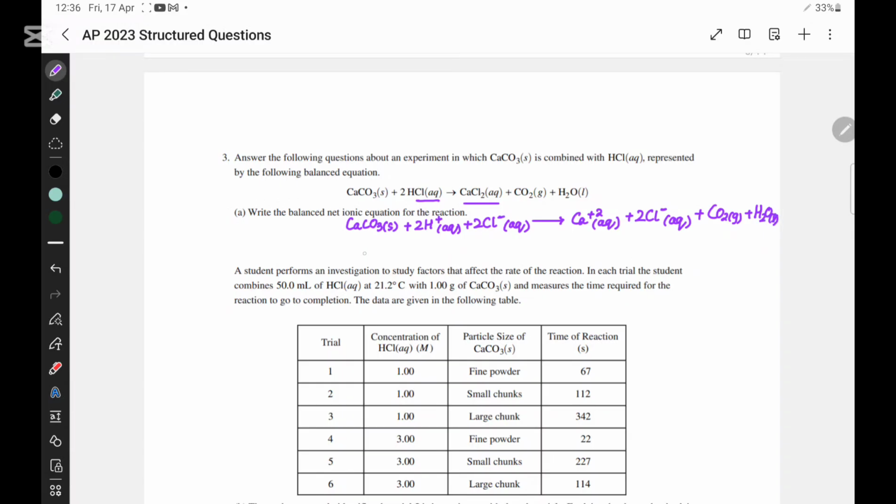So that comes out to be, like, 2Cl minus and 2Cl minus, they will be cancelled and the remaining is going to be the net ionic equation. So that is going to be 2H positive in aqueous form, and that is going to form calcium plus 2 in aqueous form plus carbon dioxide in gas form plus water in liquid form.